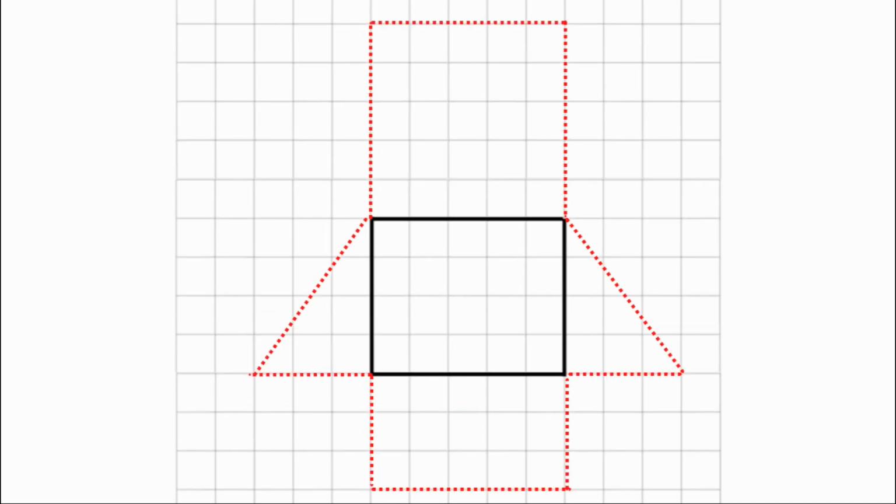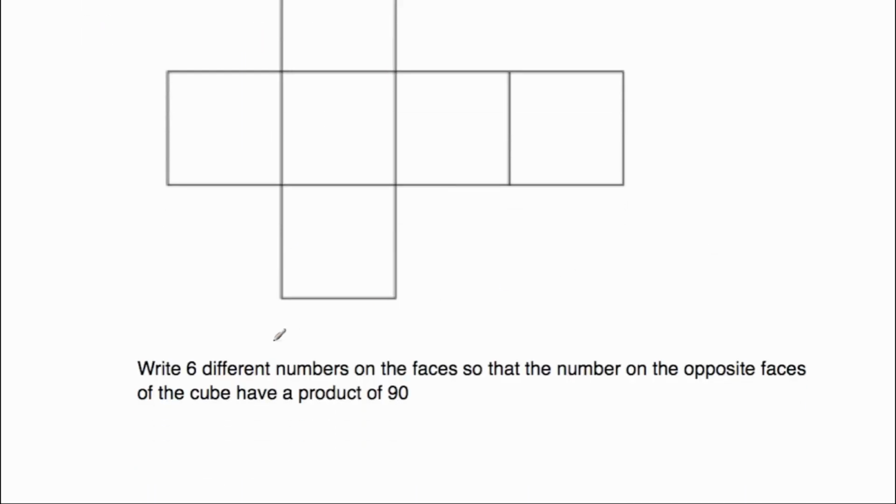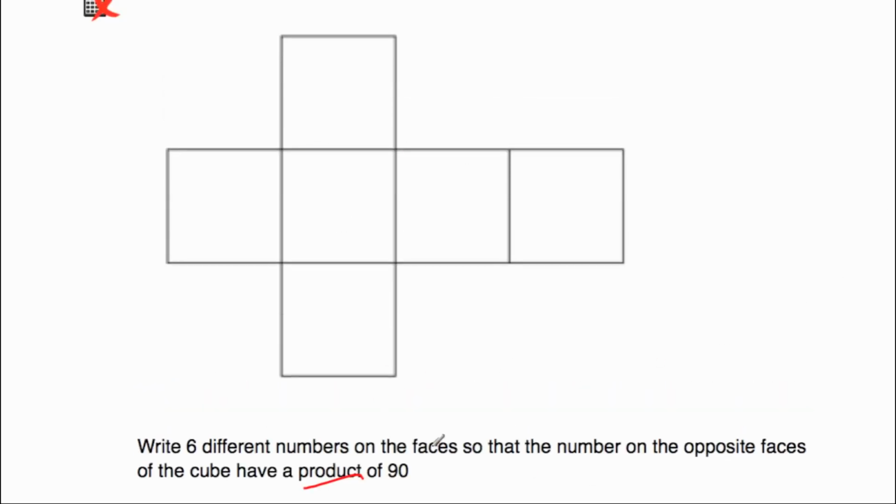Okay, and let's have a look at our next question. Okay, let's have a look at question number 17. So we've been told here's the net of a cube. So we've got a cube, and we're told to write 6 different numbers on the faces. So the numbers on the opposite faces of the cube have a product, which means they multiply to give 90, a product of 90. So we need to put numbers, and there's going to be 6 different numbers on this cube, so the opposite faces multiply together to give us 90.